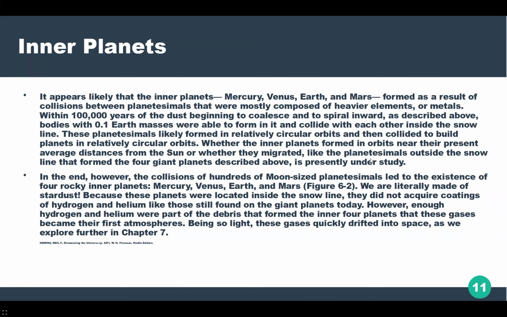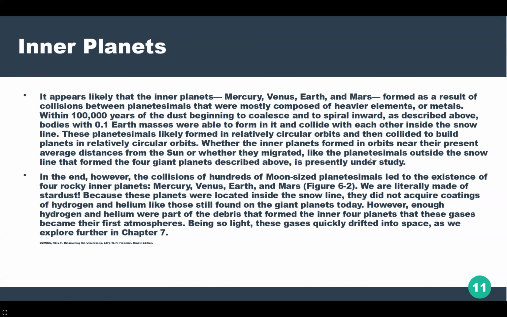These four planets are all outside of the ice belt and the asteroid belt and are thus called the outer planets. The inner planets, Mercury, Venus, Earth, and Mars, formed as a result of collisions between planetesimals that were mostly composed of heavier elements or metals. Within 100,000 years of the dust beginning to coalesce and to spiral inward, as described above, bodies with 0.1 Earth masses were able to form in it and collide with each other inside the snow line.